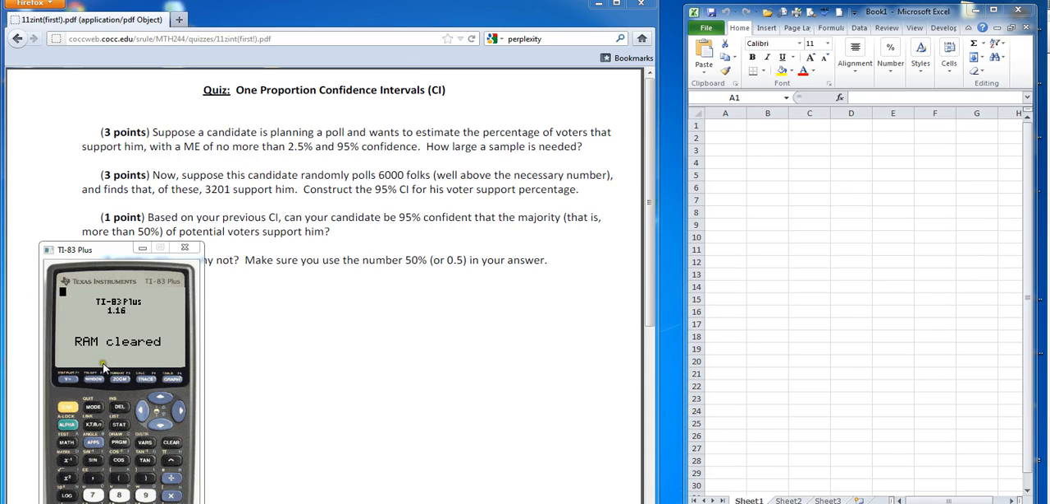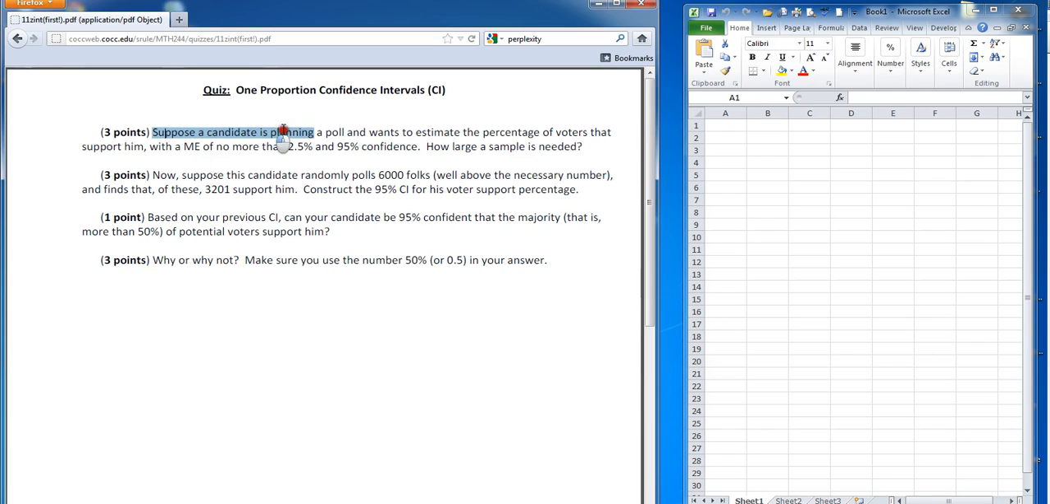This is the onboard TI you can put onto your computer, but I don't know how to put programs into it. So I'm guessing some of you use the sample size calculation program to answer number one here. So I'm going to use Excel, and then we'll shut down Excel, and we'll use the TI for the rest.